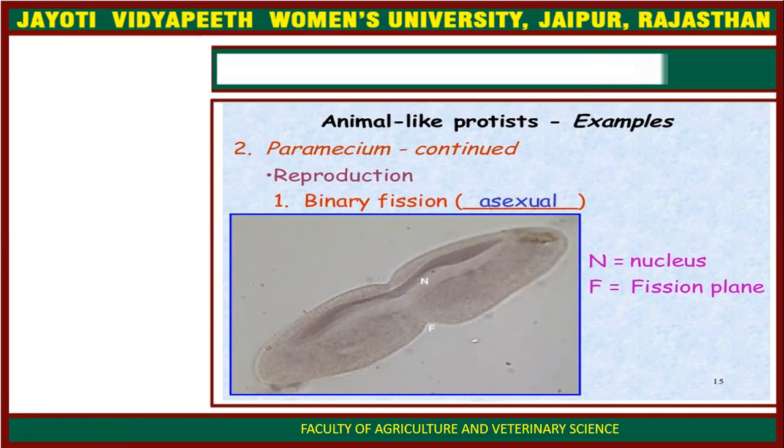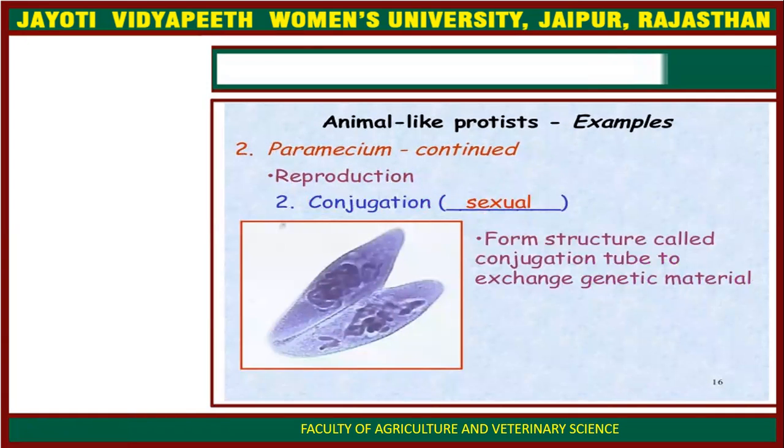This is the reproduction process. They reproduce by binary fission, similar to the hydra. They also go through conjugation, that is the sexual reproduction. For that, they form a structure called a conjugation tube, and by this conjugation tube they transfer their genetic material.